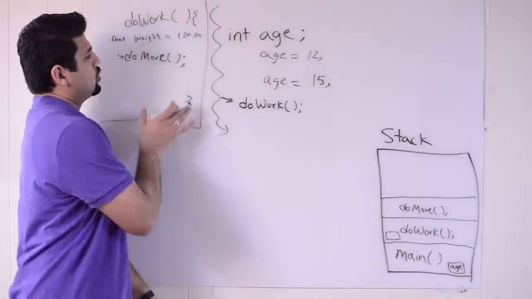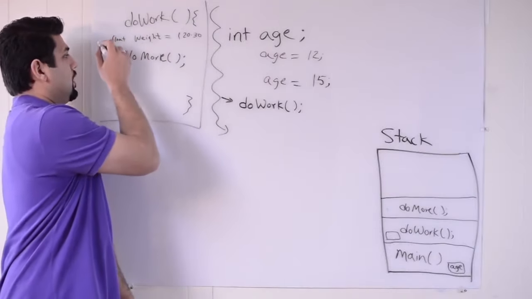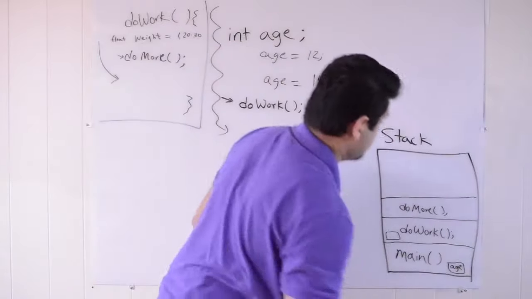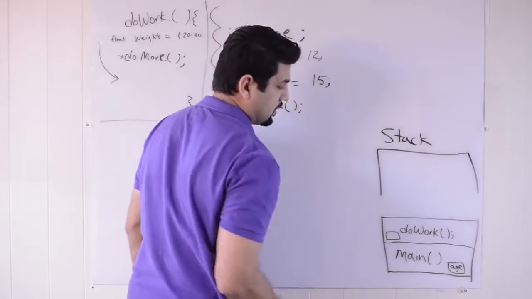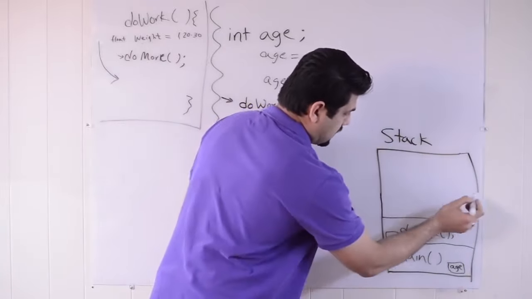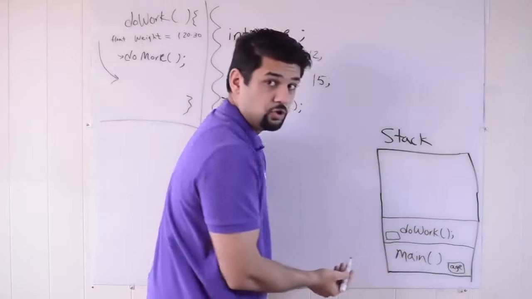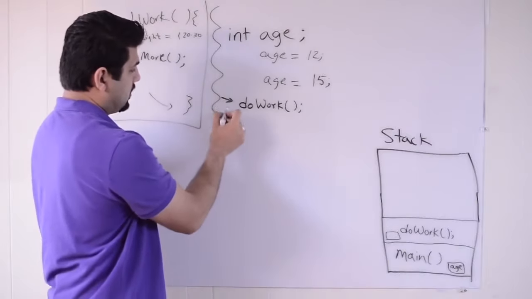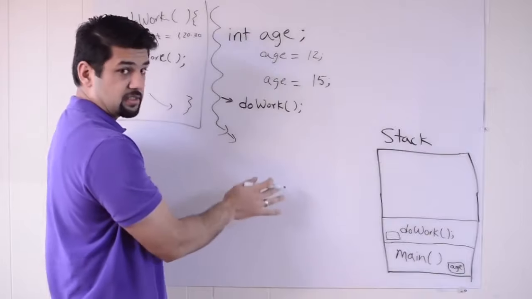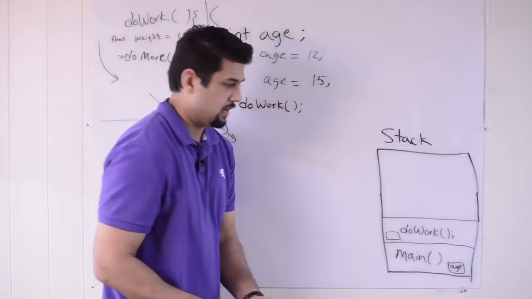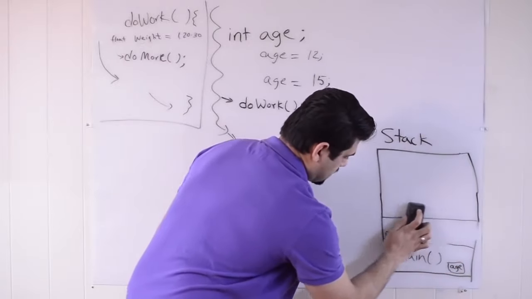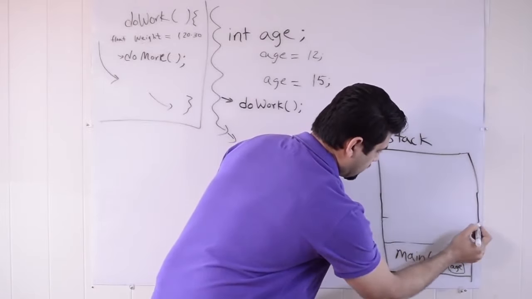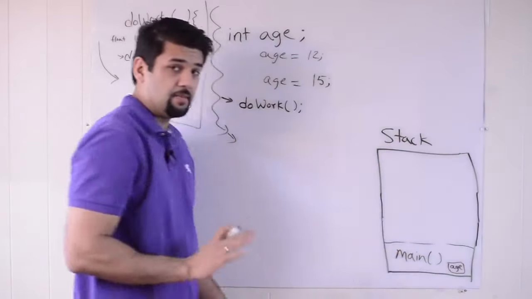So once do more is complete, it moves down to here. Do more's frame is going to be eliminated from the stack. It's going to be gone. And the next thing on the stack is, of course, do work. So once do work is completed, once we exit this method, then in the main method, we're ready to move on to the next line, and do work is now complete. So now in the stack, do work is going to be eliminated. And now we're back on top of the main. We're still inside of the main method here.